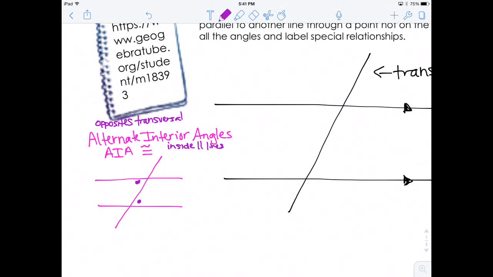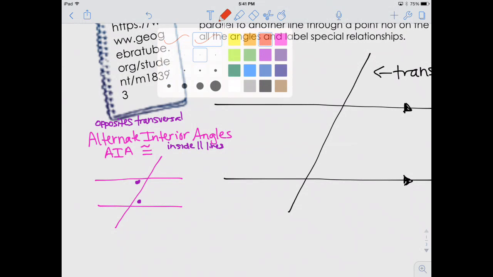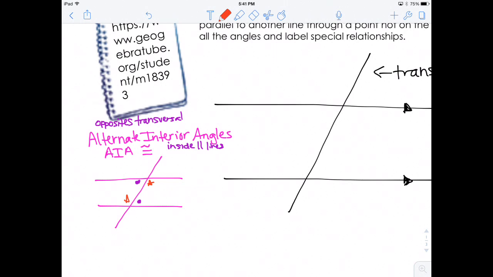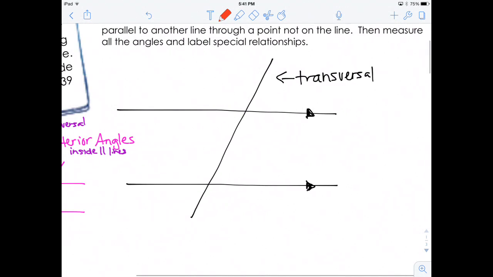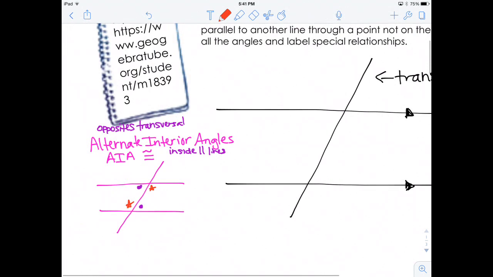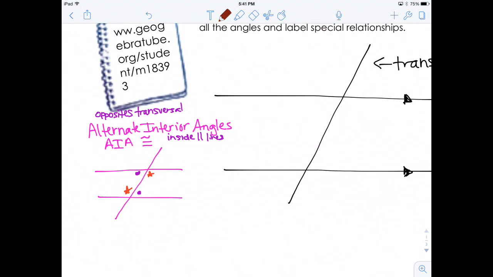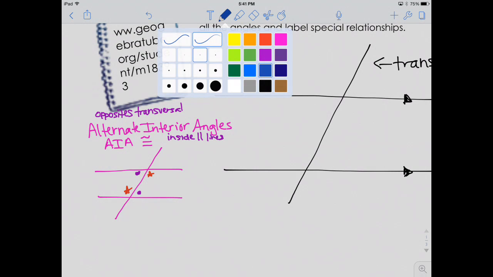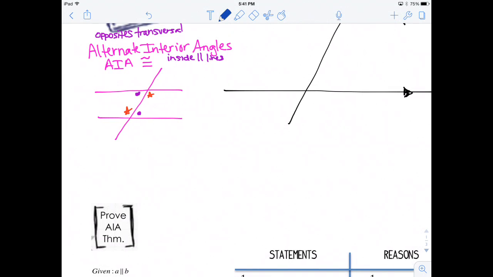So as you can see, this is opposite sides of the transversal, but inside of those parallel lines. We also have another set of those here and here. And if you look over here at your drawing, you should see that the things that are marked in those areas are congruent if you constructed your lines properly. The next one that we're going to talk about will be alternate exterior.